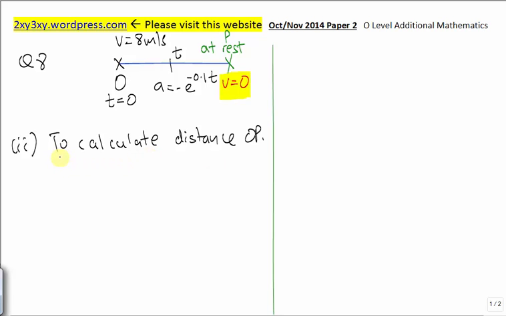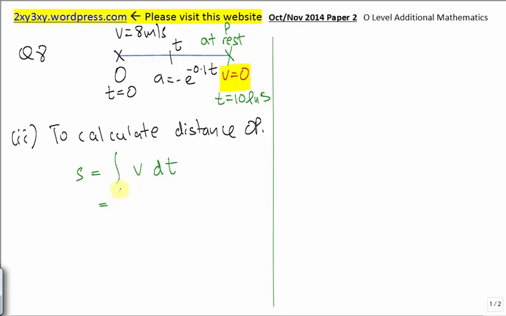In the second part of the question, we are asked to calculate the distance OP. That means the distance from here all the way to here. To do that, we have to get the displacement expression. And the displacement expression is the integration of the velocity.